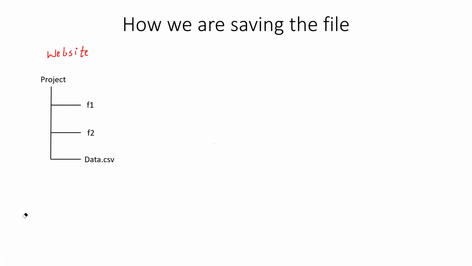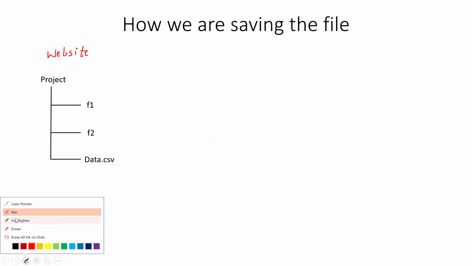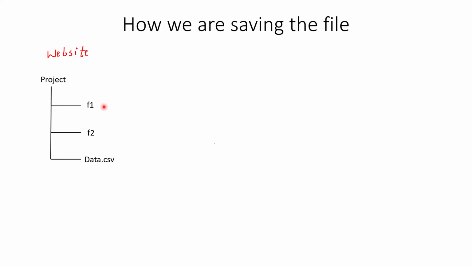Into my project folder, I have a couple of files. Let's say I call them file one, file two, and a data file where all the data related to that project is stored. It could be Excel or a CSV file. So this is how a simple project structure looks, like a very simple school assignment or a website.